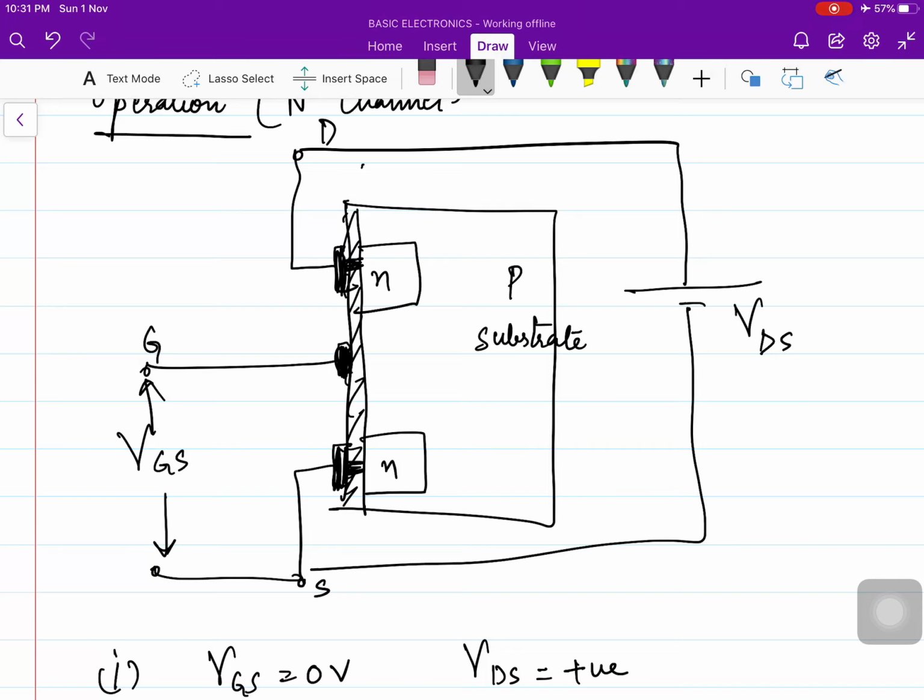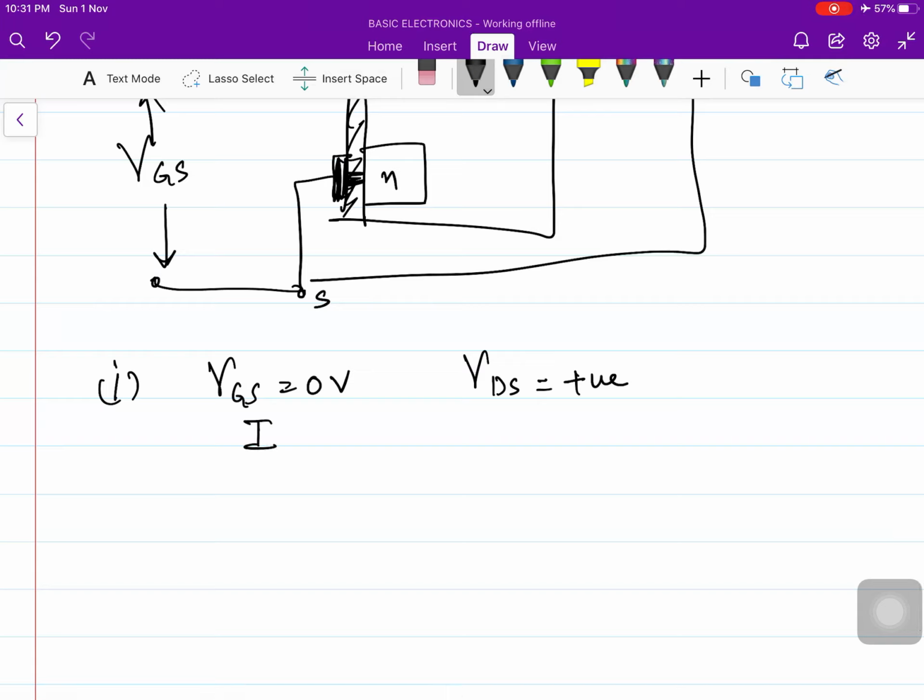And similarly, the electrons in the n region which is connected to the source will be repelled by the negative terminal of VDS. But there is no channel or there is no bridge through which these electrons can travel from source to drain. All right, so that means when there is no bridge, when there is no channel, current cannot flow. So ID equals to 0 in this case. ID is 0 due to the absence of channel.